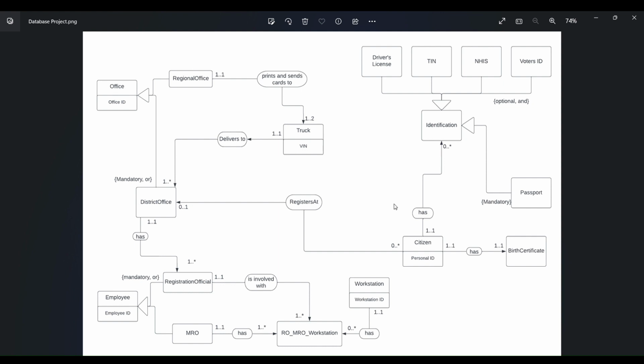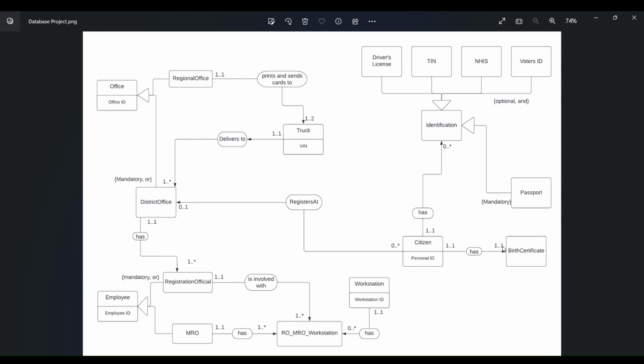So we'll first talk about strong entities, which are the citizen, employee, office, and workstation, and truck as well. For citizen, it is linked to identification, which is a generalized form of all other types of identification since they have the same attributes. This includes passport, but because passport has a different type of requirements, it has a different branch, but it's still generalized into identification. Then every citizen has exactly one certificate.